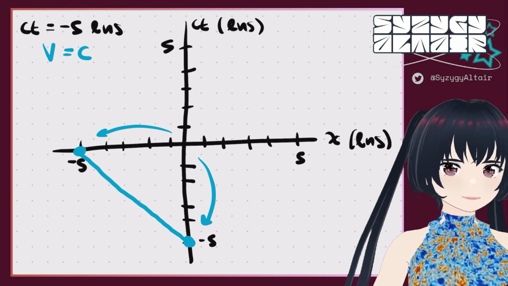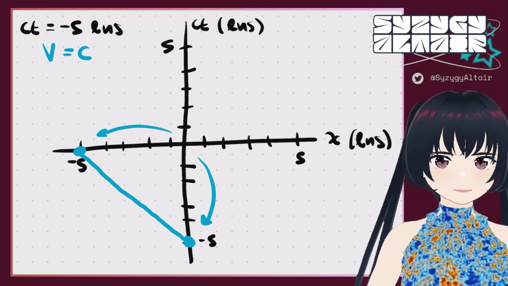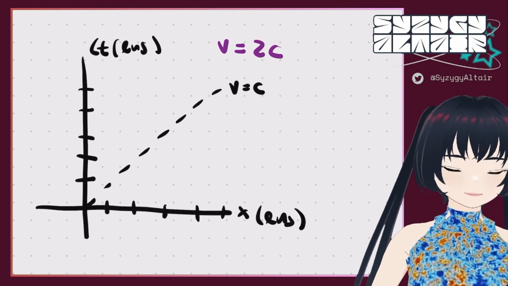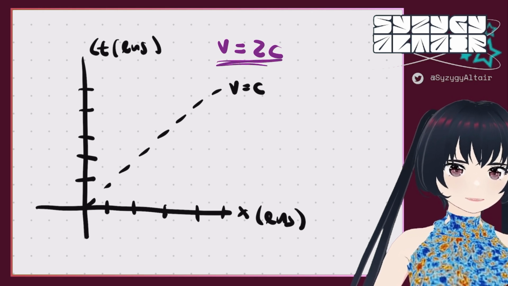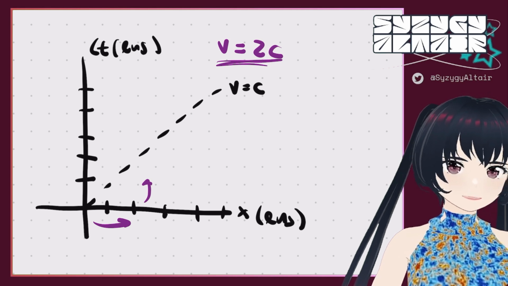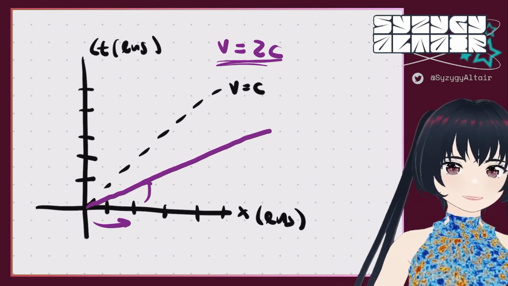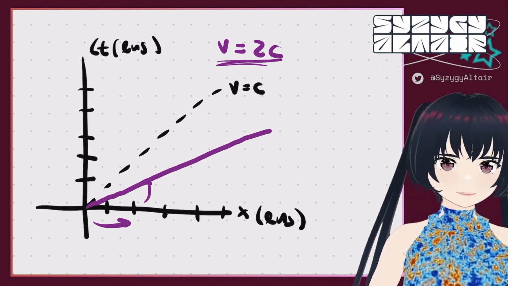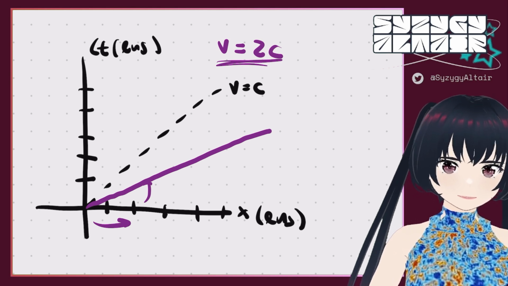If we're moving faster than the speed of light, we can also draw a world line. If we have an object that is traveling at 2 times the speed of light, it will travel 2 light nanoseconds in position over 1 light nanosecond in time. The slope of its world line is now less than the speed of light line.